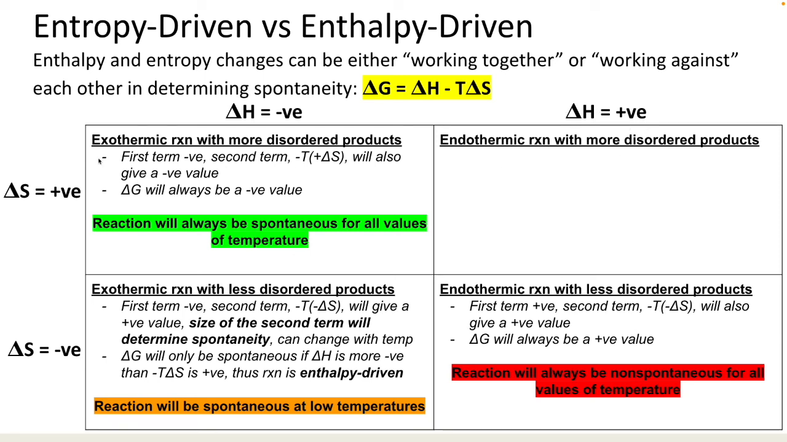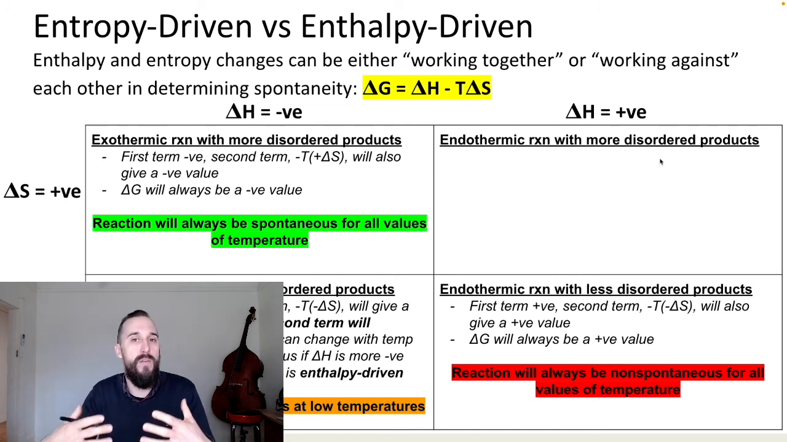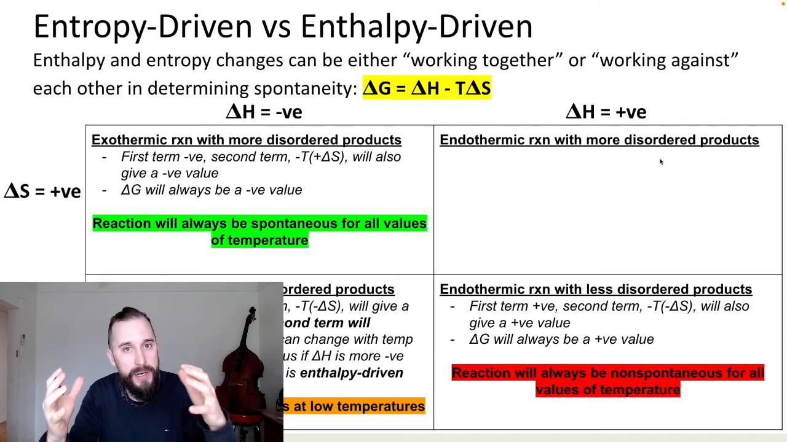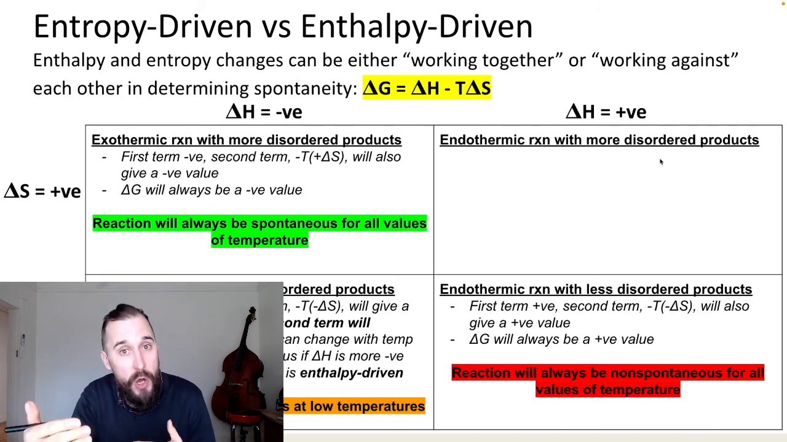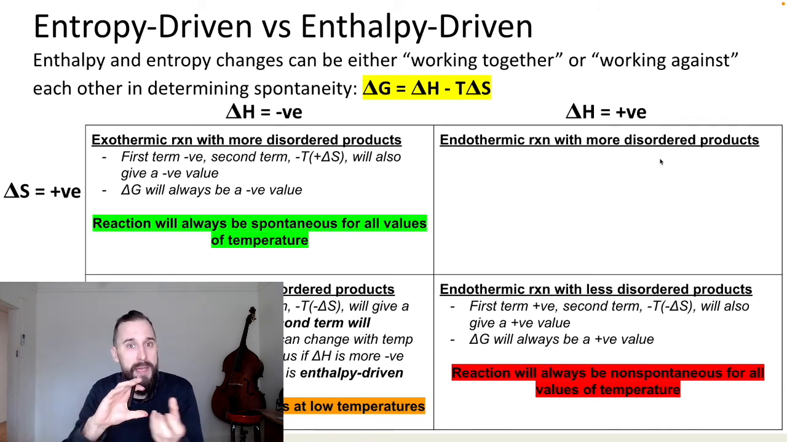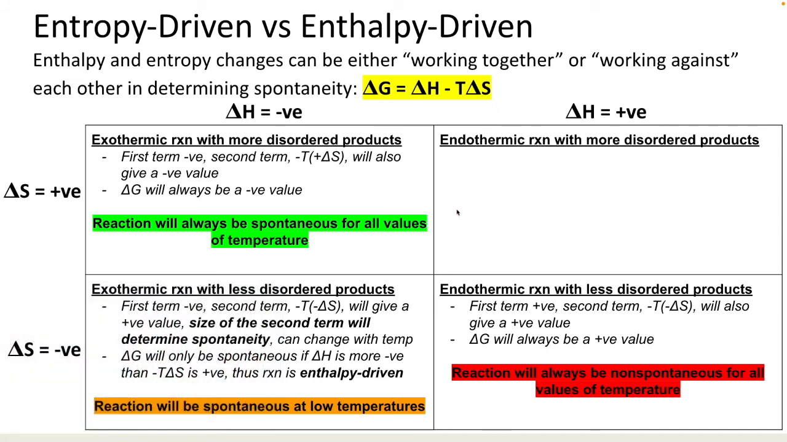Now let's look at an endothermic reaction where we have more disordered products. In this instance, our enthalpy change is not favorable, because it is decreasing the temperature of the surroundings, making it more ordered. However, our reaction itself is increasing disorder because we have a positive delta S, so we're making more disordered products. So they're working counterintuitively to each other again, but in the inverse to what we saw over here.